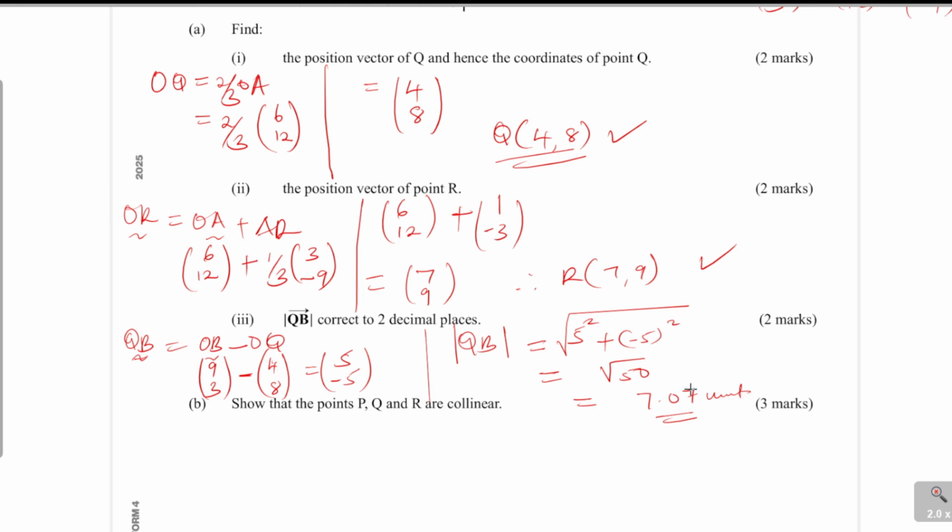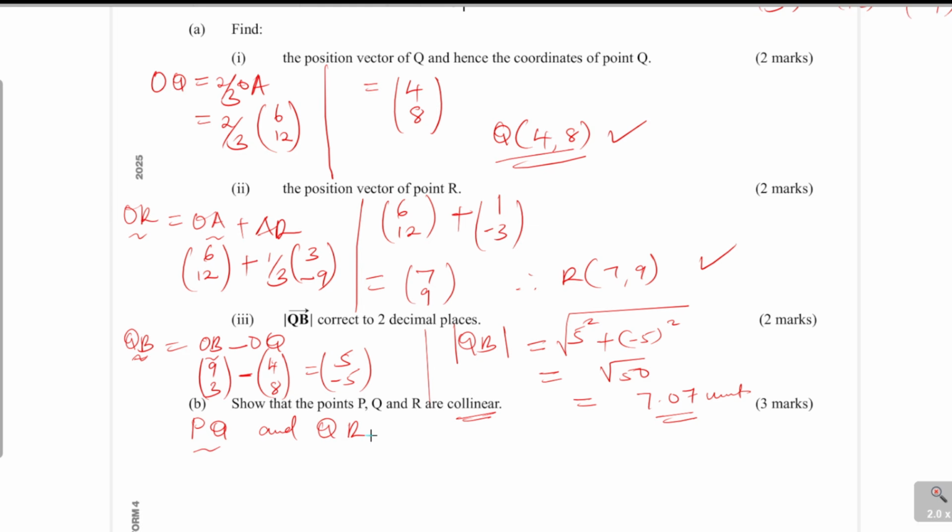Show that points P, Q, and R are collinear. So what do you mean by collinear? Collinearity simply means you're supposed to show that P, Q, and R lie on the same straight line. So the first thing you're going to do is to form any 2 vectors using P, Q, and R. I'll form the vector PQ, and maybe you form QR.